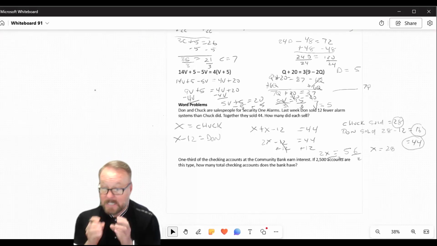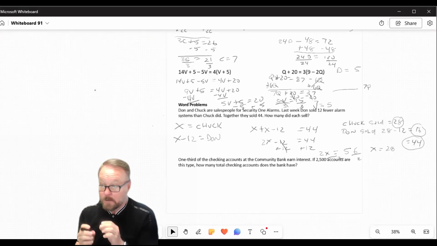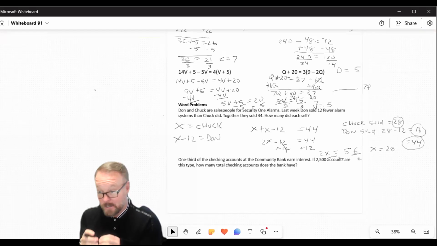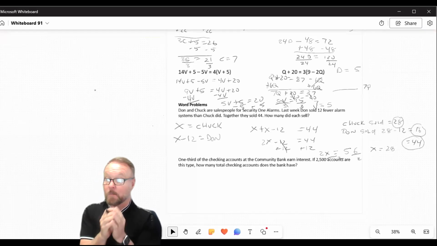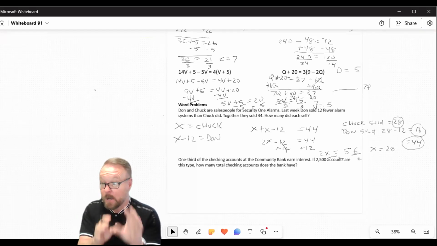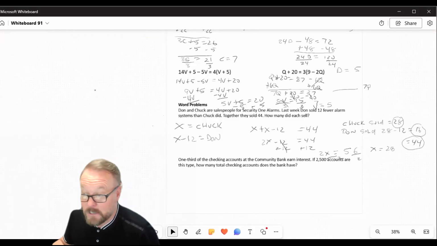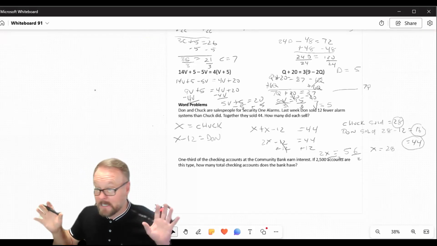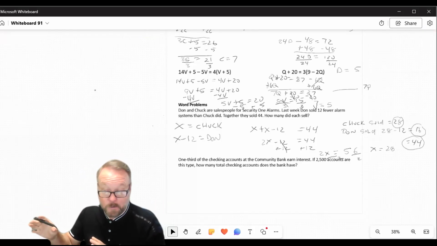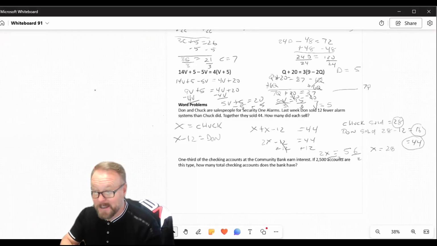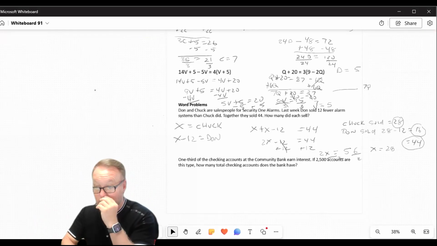So again, I think the key here is finding the person or the reference point that has nothing attached to it. And that's where you'll start with, okay, this is the one we don't know. If we can find that one, then we can solve all the rest. In this case, Chuck had nothing, just that he had sold X amount of alarm systems and Don sold 12 fewer than he did. So we put Chuck as X, Don as X minus 12, and we solved the problem.